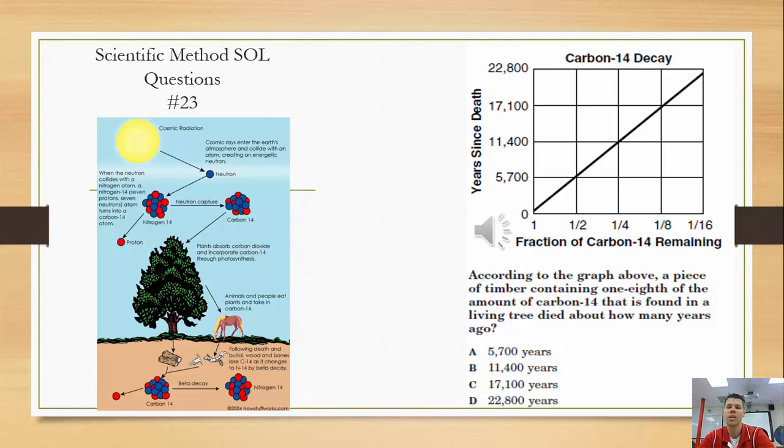All right. According to the graph above, a piece of timber containing 1/8, here's our 1/8, look at our 1/8 right here, 1/8 of the amount of carbon-14 that is found in a living tree, died about how many years ago? So all you have to do is just read the chart. We go up and we find 1/8 of the amount of carbon-14 means that this tree died 17,100 years ago. So our answer is C, 17,100.